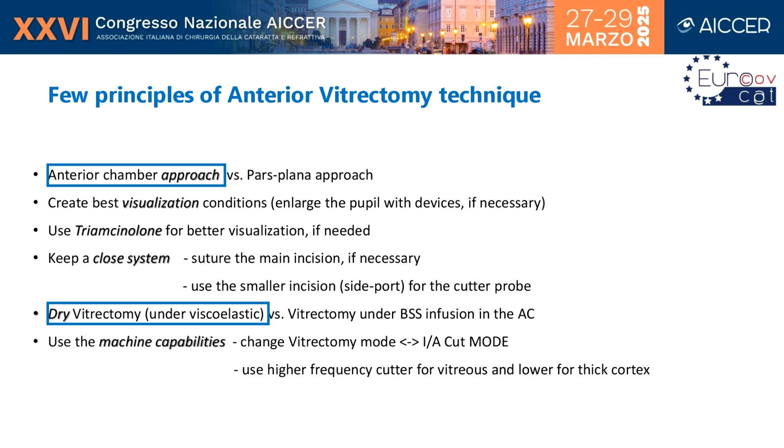The dry vitrectomy under viscoelastic is a good idea, in my opinion, but some surgeons prefer to perform it under BSS infusion in the anterior chamber. Sometimes you can do the infusion in the pars plana and perform anterior vitrectomy via the side ports. Very important is to use the machine capabilities, to change the vitrectomy mode to IA cut mode, as you will see in my first video, and to use higher frequency cutter for vitreous and lower for thick cortex.